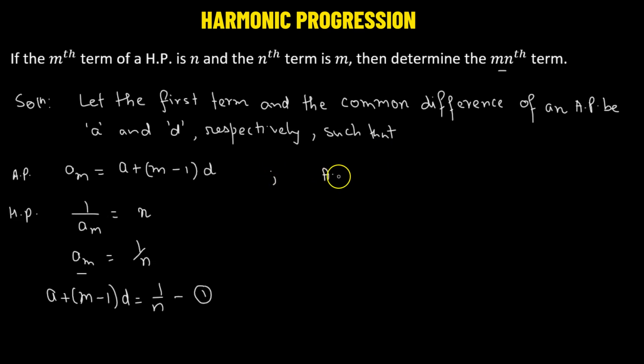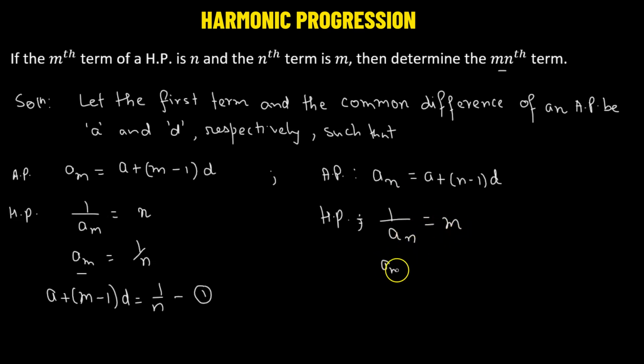Similarly, if we consider the arithmetic progression and find its nth term, the nth term is going to be given by a plus n minus 1 times the common difference d. However, in our problem, we are provided with the nth term of the harmonic progression. So the nth term is given by 1 over an and it is given that this value is m. So we have an equals 1 over m, or simply a plus n minus 1 times d equals 1 over m. So let this be equation number 2.